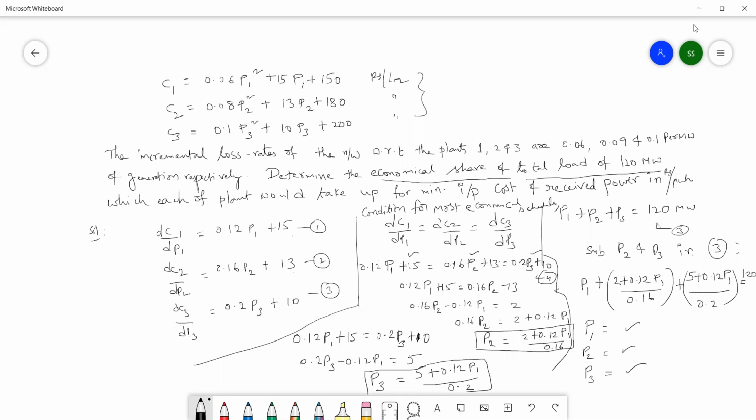Calculation is very important. Even though your entire procedure is correct, if your answer is wrong, you may lose 2 marks. So don't make any mistakes in calculation. Once you obtain P1, P2, P3, substitute any value in equation 1 or 2 or 3, so that we will get the minimum input cost of received power in rupees per megawatt hour. These are the units: rupees per megawatt hour.